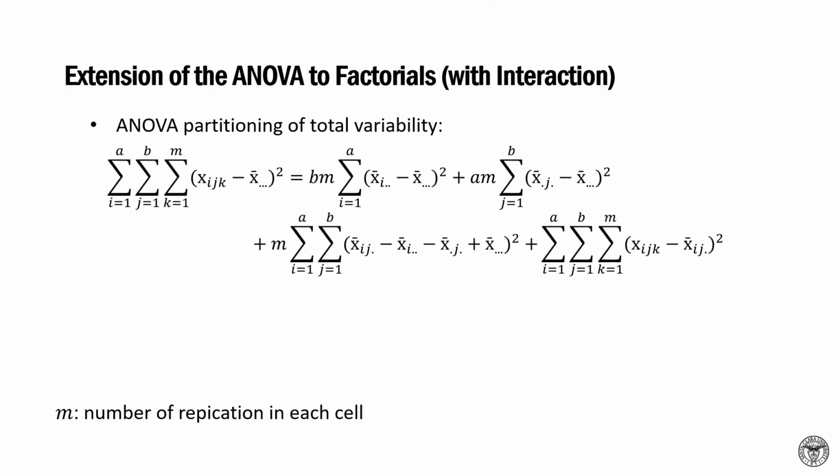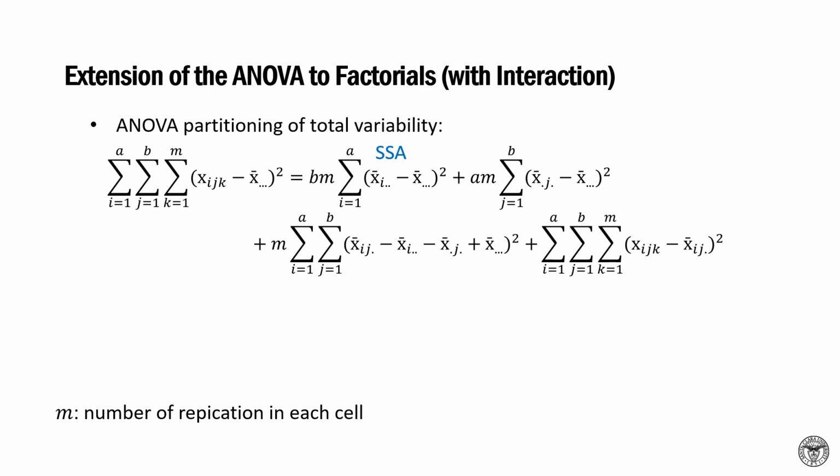The ANOVA procedure for two-factor factorial experiment is similar to that of a completely randomized experiment and a randomized block experiment. The total variability is divided into 4 components. First, the variability due to the main effect of factor A, denoted by SSA.